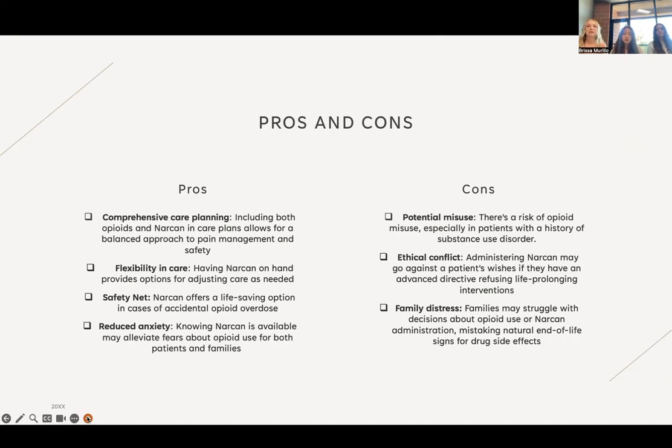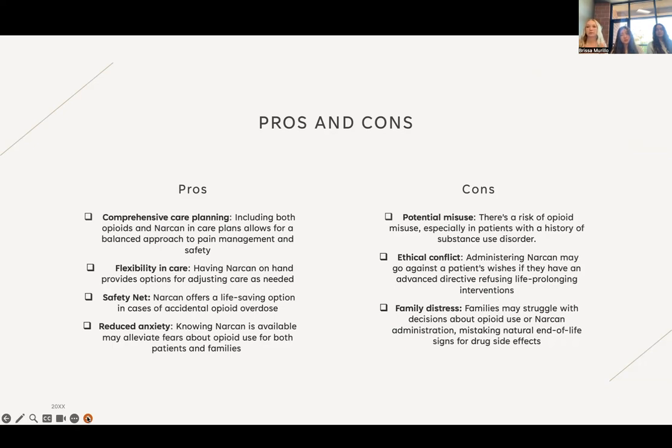Another one is safety net. Narcan offers a life-saving option in cases of accidental opioid overdose. And then another pro is reduced anxiety. Knowing that Narcan is available may alleviate fears about opioid use for both patients and their families.